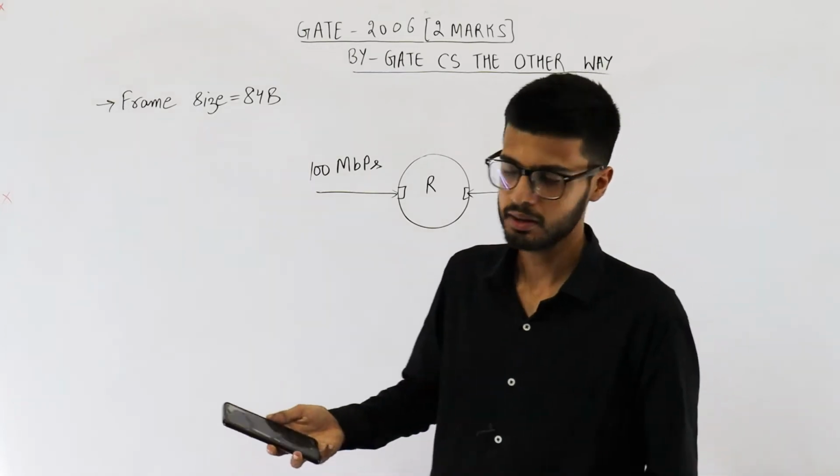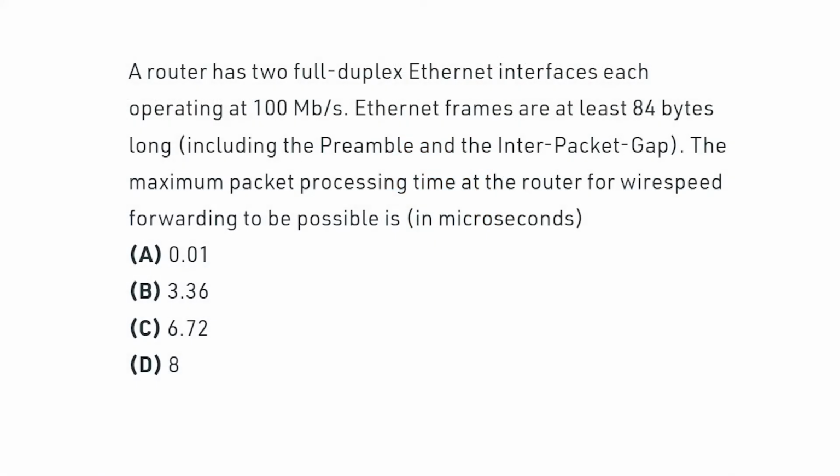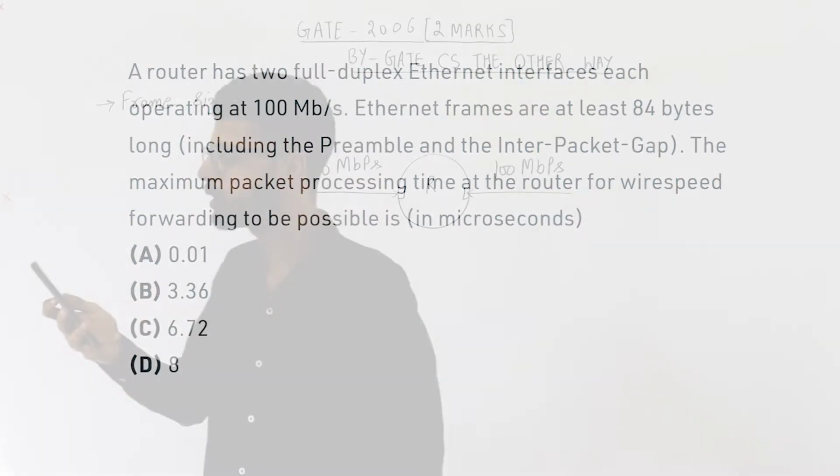Just read the statement, then I'll be explaining it. A router has two full duplex Ethernet interfaces, each operating at 100 megabits per second. Ethernet frames are at least 84 bytes long, including the preamble and the interpacket gap. The maximum packet processing time at the router for wire speed forwarding to be possible is.